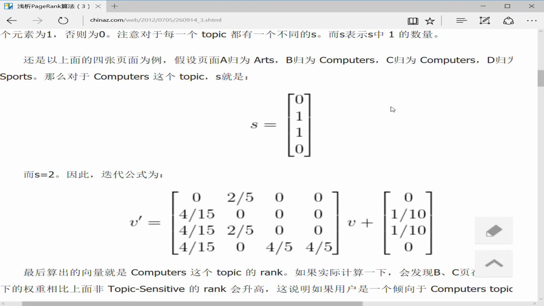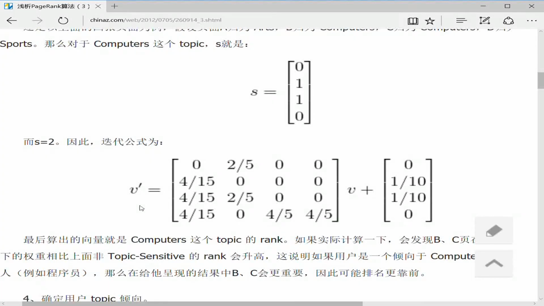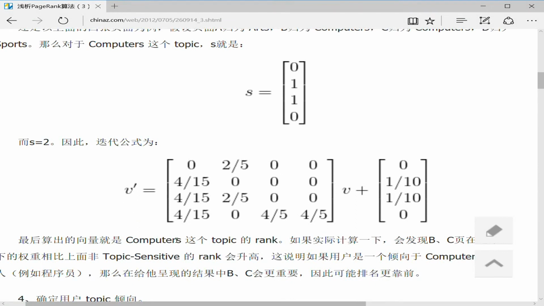Let's clearly go through an example. Here, we have 4 pages. We take A as arts, B as computers, and the topic of C is computers too. The topic of D is sports. For a topic about computers, S is 0110. And then the formula is modified as this one.